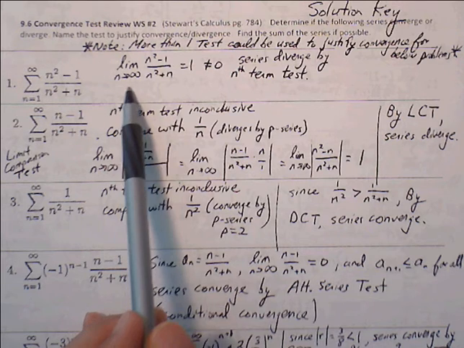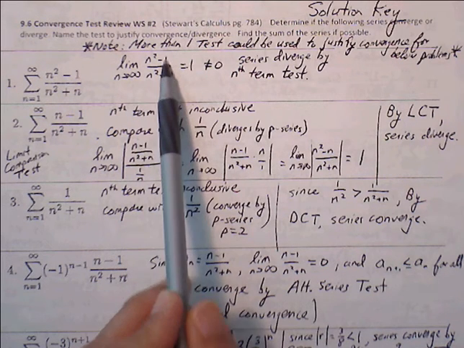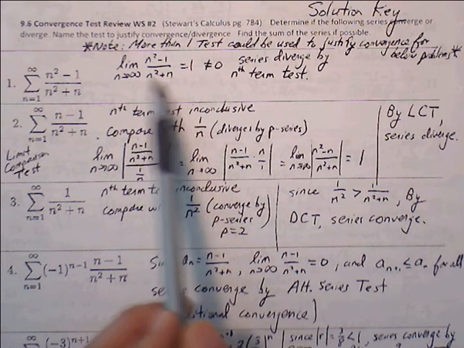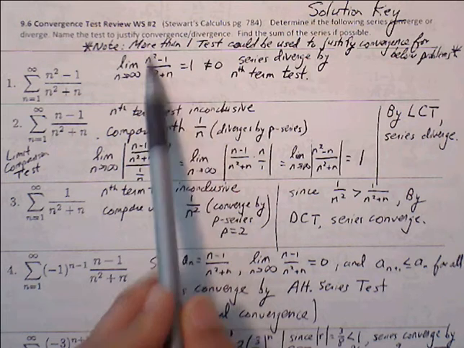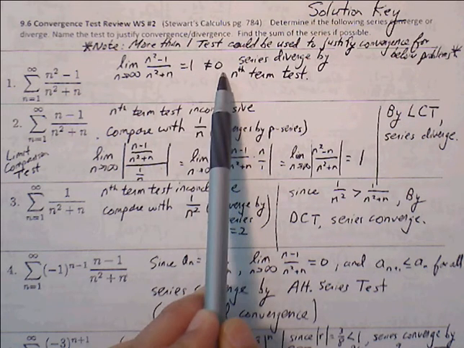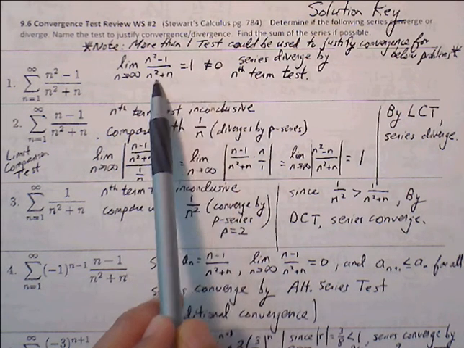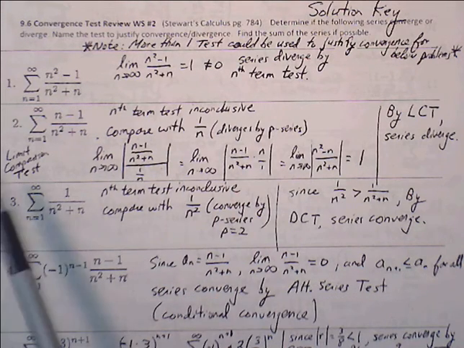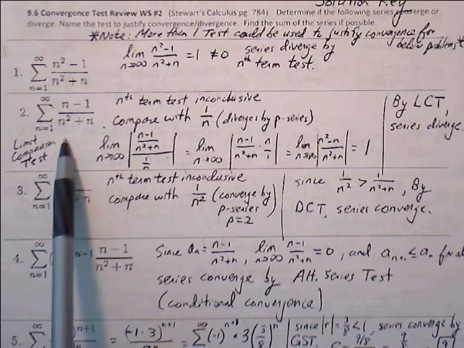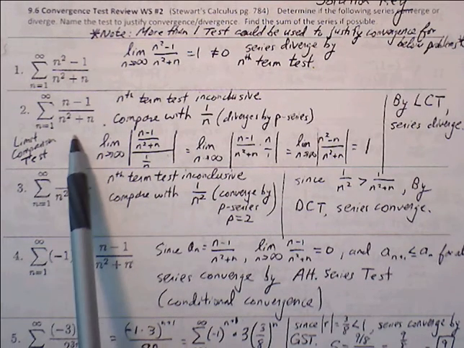So number one here, limit as n approaches infinity of n squared over n squared minus 1 over n squared plus n. We can go through the nth term test. We see that the degrees match, so we know the limit of this expression will go to 1, and 1 does not equal 0. So if the rule of sequence does not go to 0, then we know the series must diverge by the nth term test.